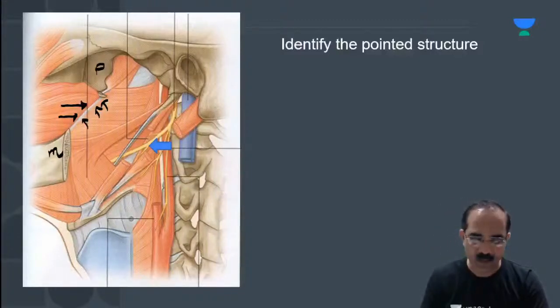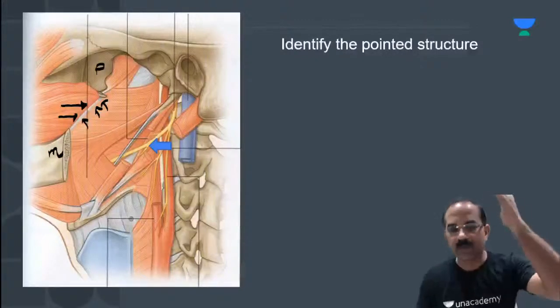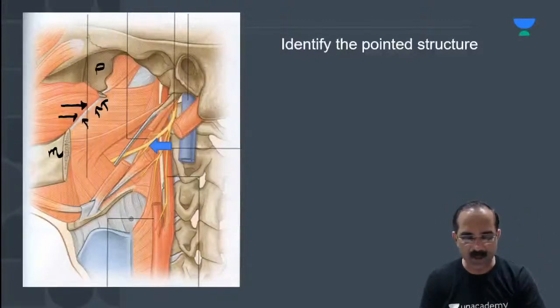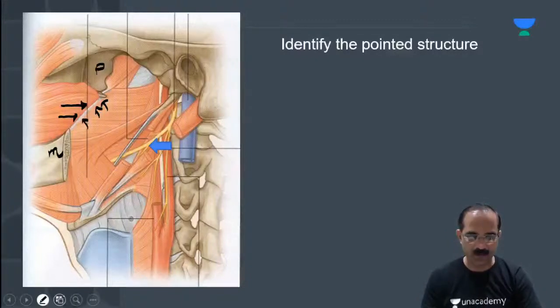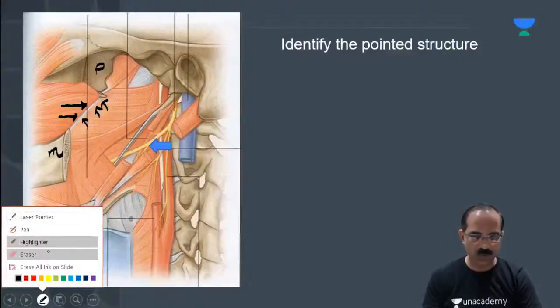Yes. Very good. So this is the pterygoid plate. That's the mandible. And this line that you see, this is what we call the pterygomandibular raphe. Excellent. And why is this so important?